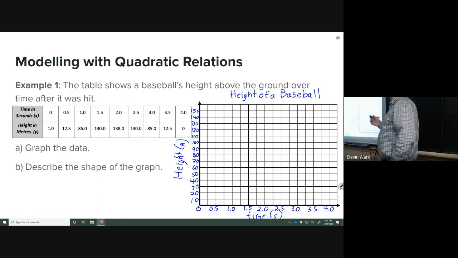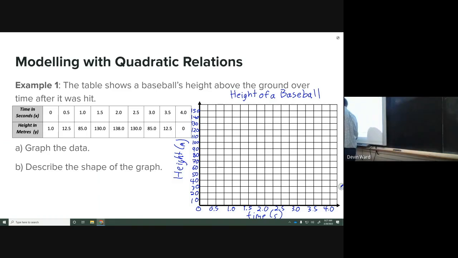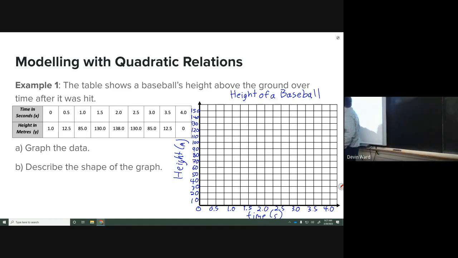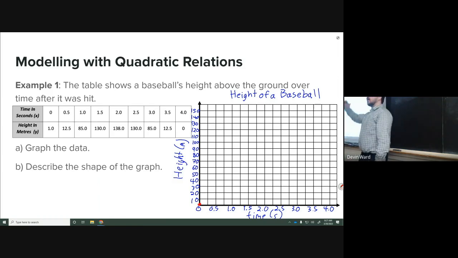Okay, so that's our first step to make our scales, and now we're going to plot every point. Okay, I'll do it in red, just to have a different color. Okay, so at time 0, so we're looking at 0 on our x, we're at 1 meter. Okay, so our box goes from 0 to 10. So just make sure you put the dot kind of near the bottom. Okay, so it's just off of the x-axis to show that it's not at 0 yet, but it's very close to it.